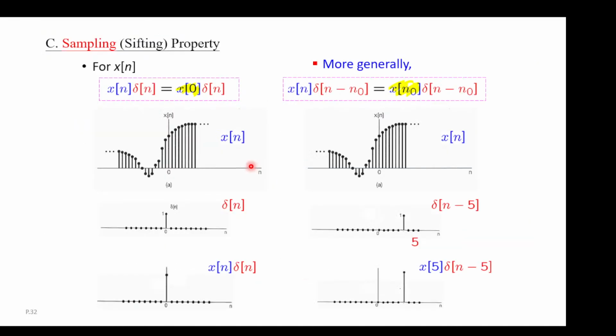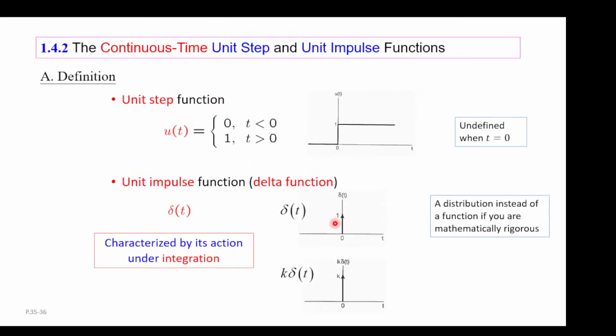So the discrete time unit impulse is 1 at n equals 0. But if you just have a 1 at t equals 0 for a continuous time function, it's not very useful. So the continuous time unit impulse function is a really funny looking thing. It's basically 0 everywhere, and it's infinity at t equals 0.